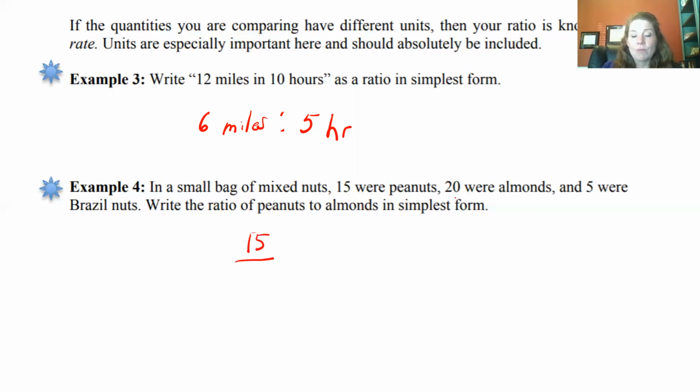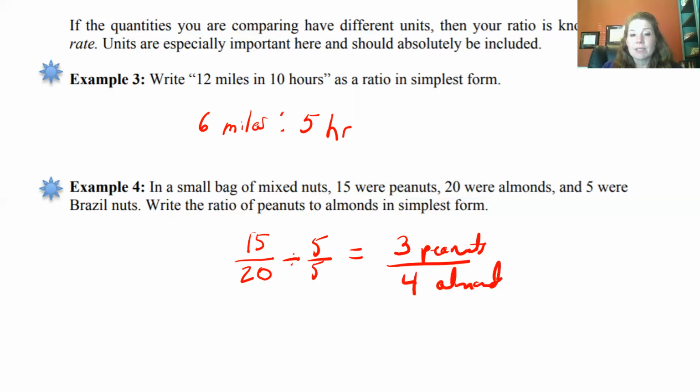How many almonds do I have? I have 20. And then it says simplest form, so I'm going to divide both of these by 5. So my rate would be, I have 3 peanuts to 4 almonds in simplest form.